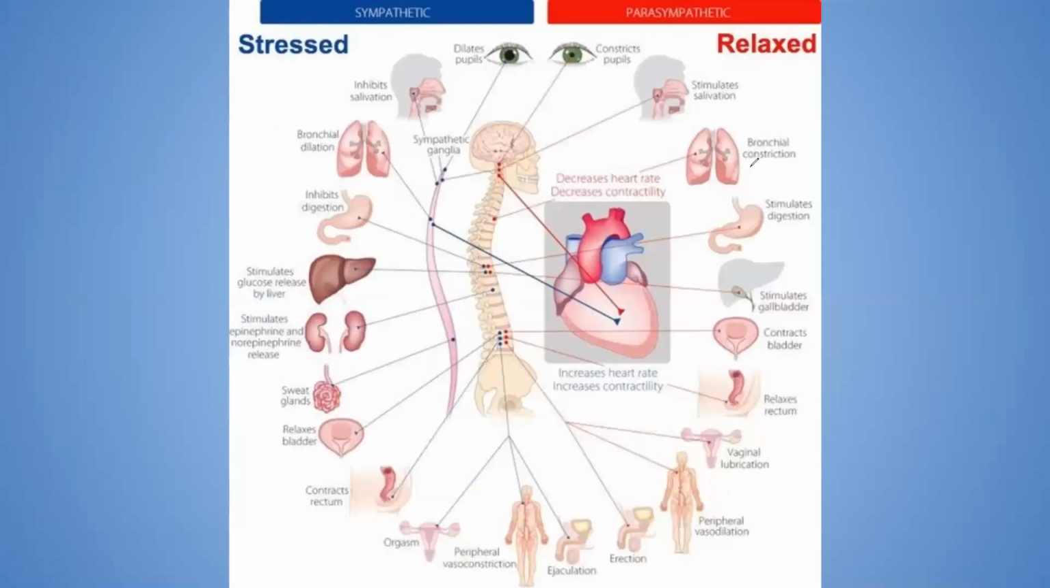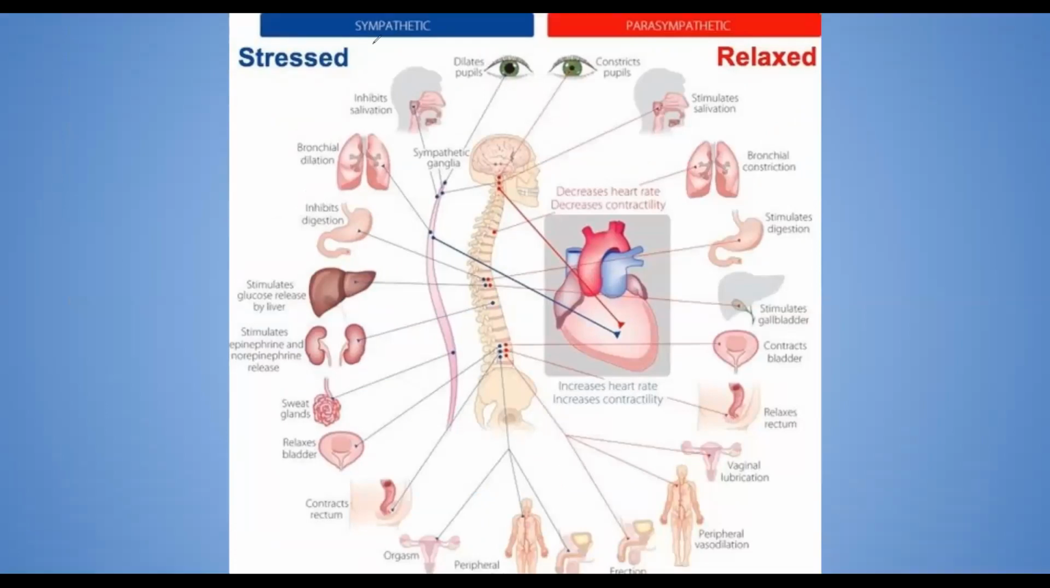Okay, so this slide does a really nice job of showing you the differences between our sympathetic on this side and our parasympathetic on this side. So remember that our parasympathetic is going to be our relaxed. So this is going to be kind of our chill nervous system. And this is going to be our excited nervous system. Okay, so I really like this image because it shows you all of the different ways that these two nervous systems can affect our body.